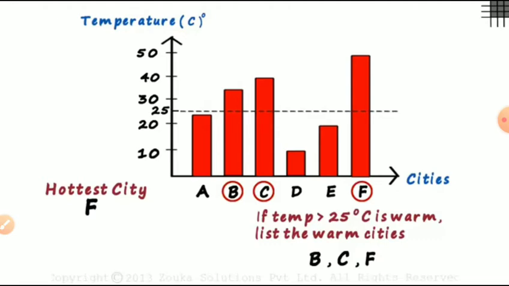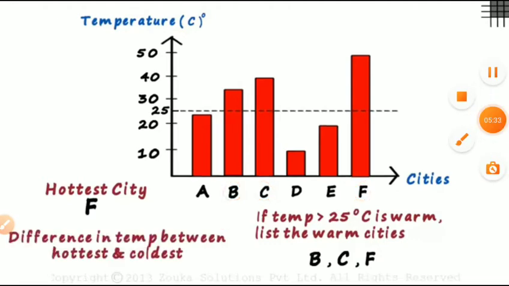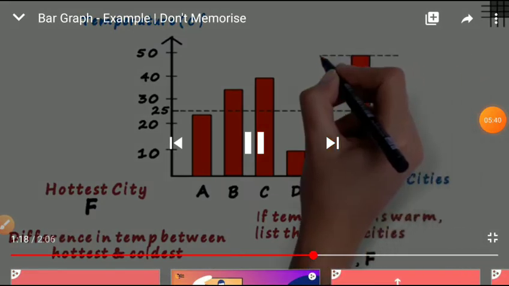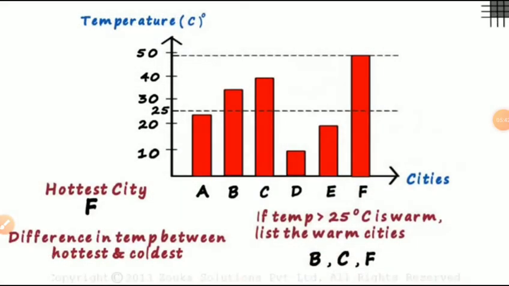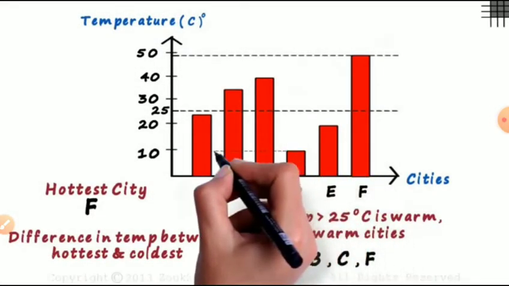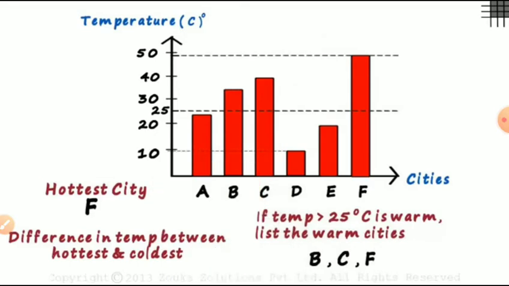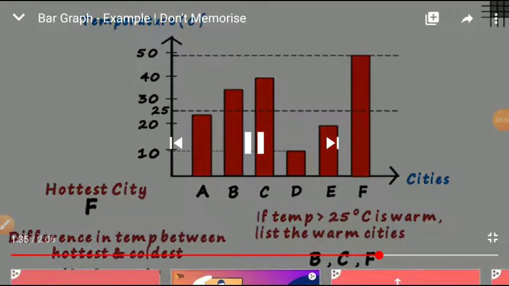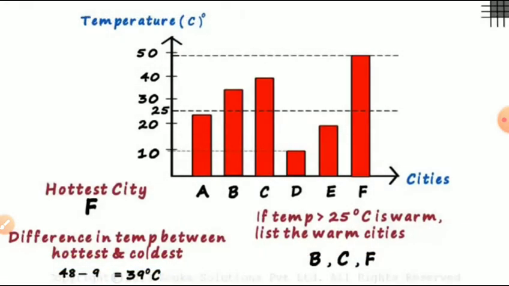Here's the last one. What is the difference in temperatures between the hottest and the coldest cities? The temperature of the hottest city is approximately 48 degrees Celsius, and the temperature of the coldest city is around 9 degrees Celsius. So the answer is 48 minus 9, which equals 39 degrees Celsius. Apart from helping us answer such questions, the most important way in which the bar graph helps us is that just by looking at it, we get an idea about each of the categories.